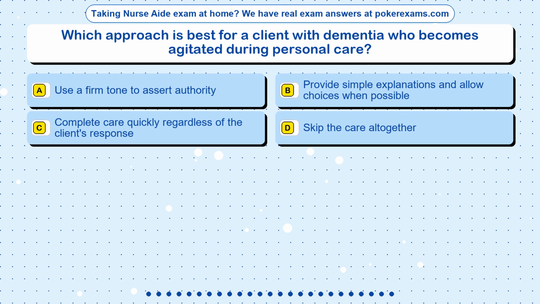Question 1. Which approach is best for a client with dementia who becomes agitated during personal care? Option A. Use a firm tone to assert authority. Option B. Provide simple explanations and allow choices when possible. Option C. Complete care quickly regardless of the client's response. Option D. Skip the care altogether.